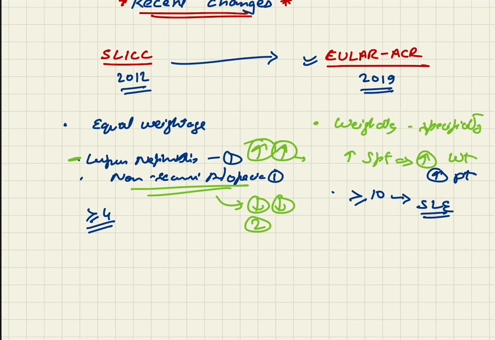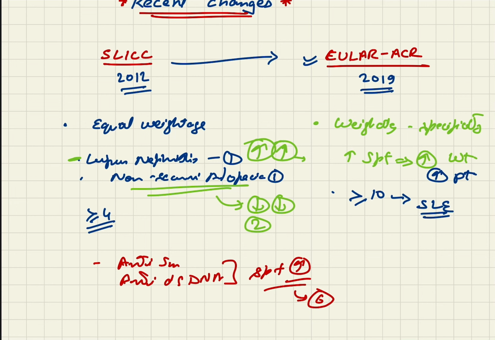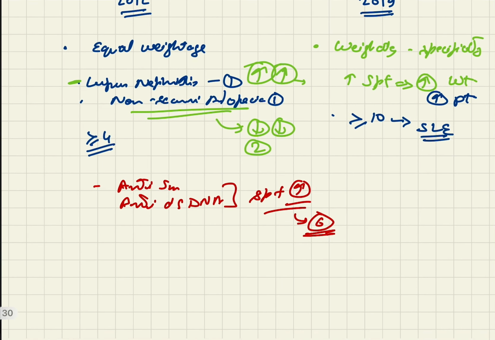Similarly, if we come to the immunological manifestations, certain antibodies like anti-Smith antibody and anti-dsDNA antibody are very specific and given high weightage, a score of around 6. So if these antibodies are positive, we can more confidently say the patient has SLE, along with other features, if the score is 10 or more. Now, what are the changes we have seen?